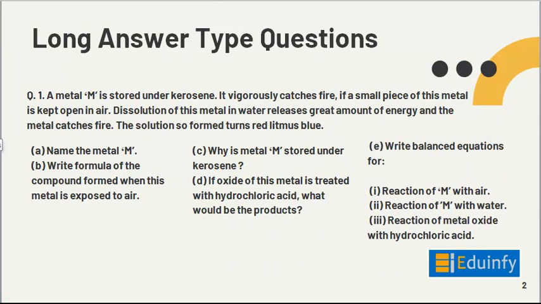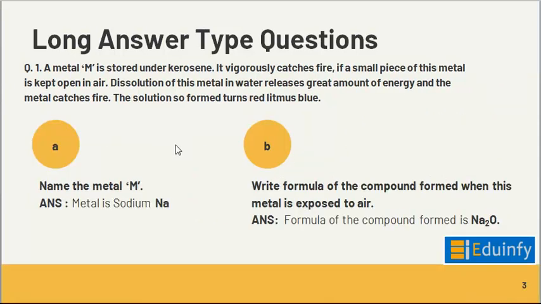It vigorously catches fire if a small piece of this metal is kept open in air. Dissolution of this metal releases great amount of energy and metal catches fire. The solution so formed turns red litmus blue. 5 questions are there. Name the metal M. So first part is name the metal M.